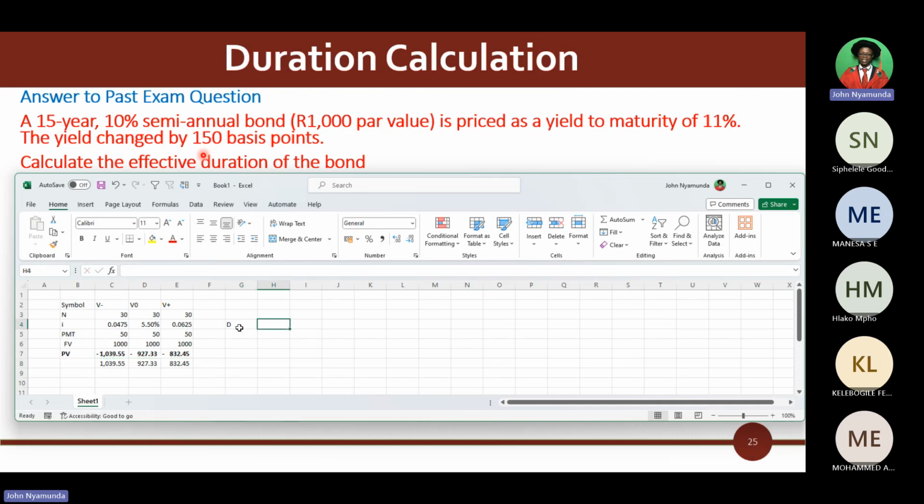So duration is equal to V minus minus V plus, divided by 2 times V naught times the change in yield, which is 0.015. Close the bracket. Any questions? We got the same answer at the same time. Okay. Any questions, ladies and gentlemen?